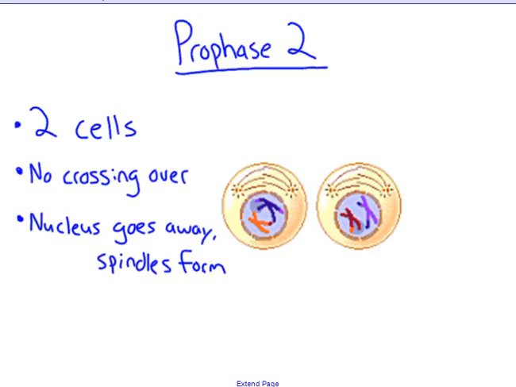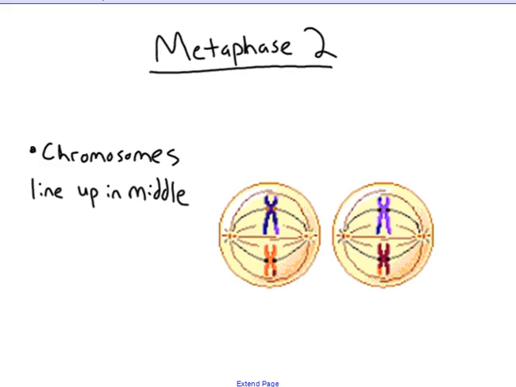In prophase 2, there's no crossing over. So there's going to be no swapping of legs between the chromosomes. And the nucleus goes away, spindles reform. Some of these characteristics, like for metaphase, there's going to be common themes. So a common theme in metaphase is things line up in the middle. So with metaphase 2, now you have the chromosomes lining up in the middle. It's happening to 2 cells.